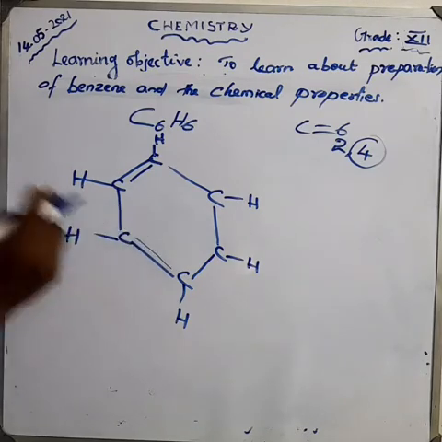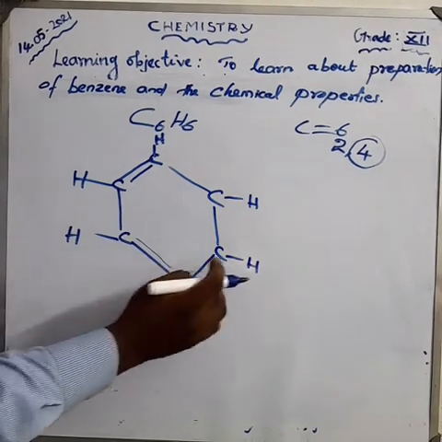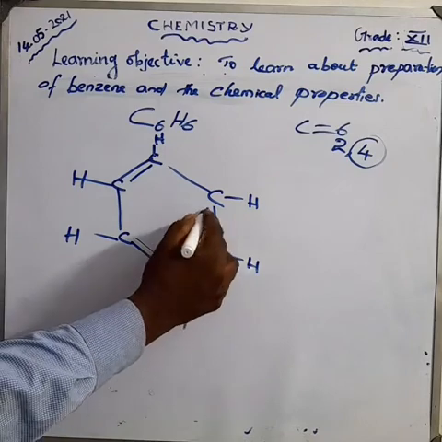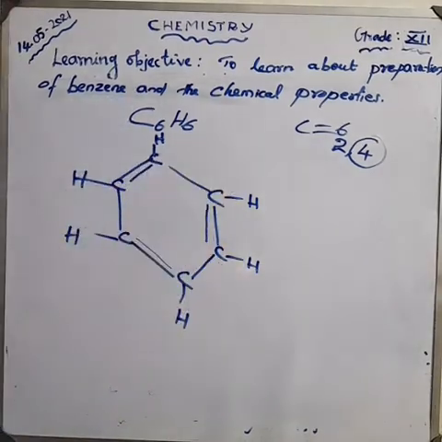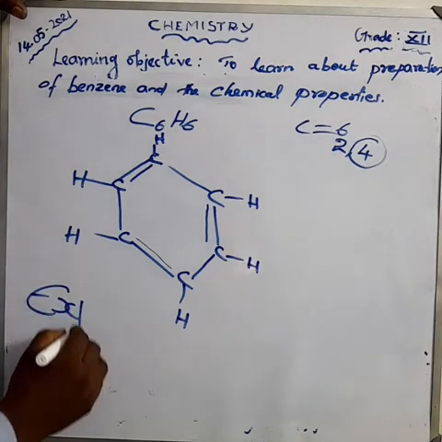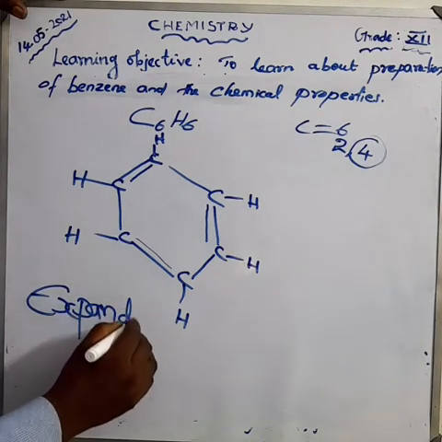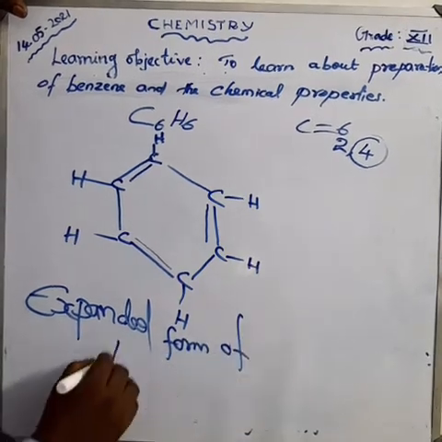1, 2, 3, 4. What about this carbon? 1, 2, 3, 4. What about this carbon? Here only 3, so make it 1 here. 1, 2, 3, 4. All are the same. So the valency of carbon is 4, and we arrange it in such a way. This is the expanded form of benzene. Don't forget that. Expanded form of benzene.